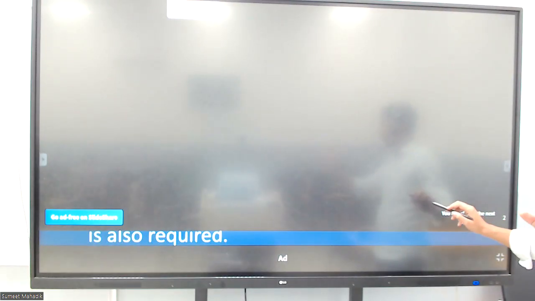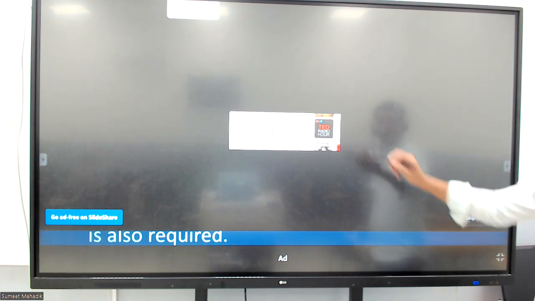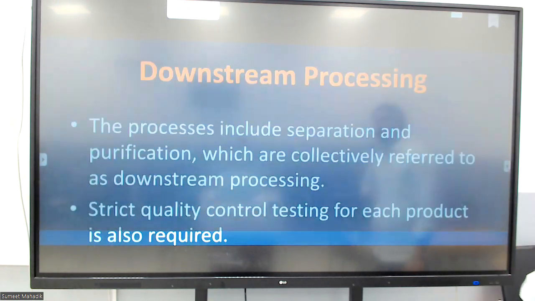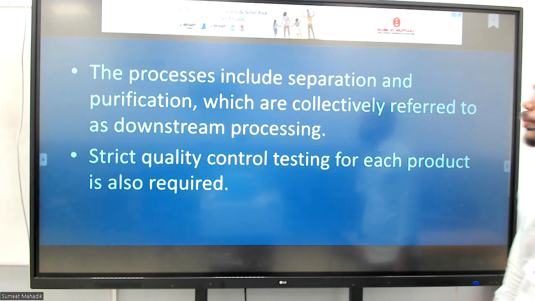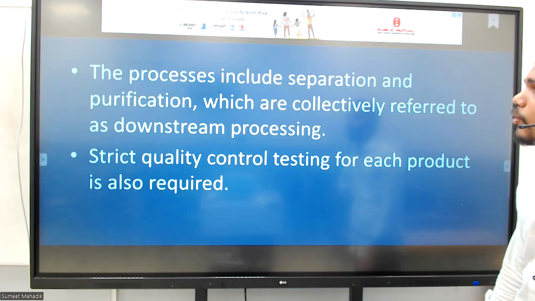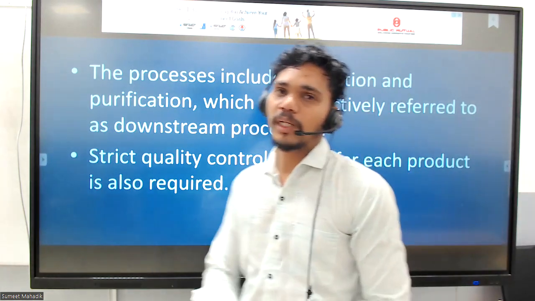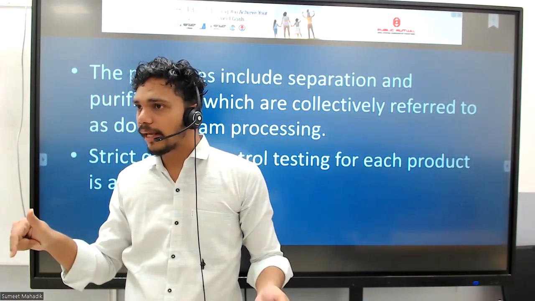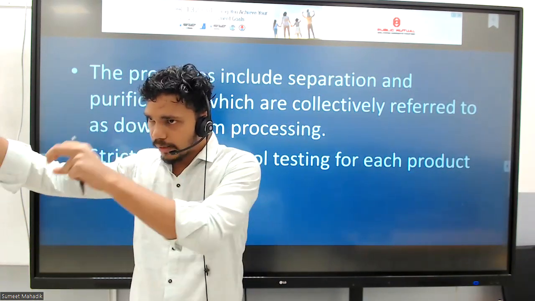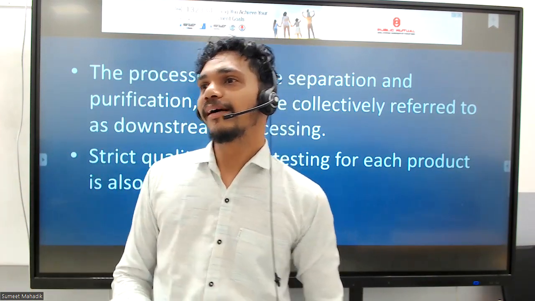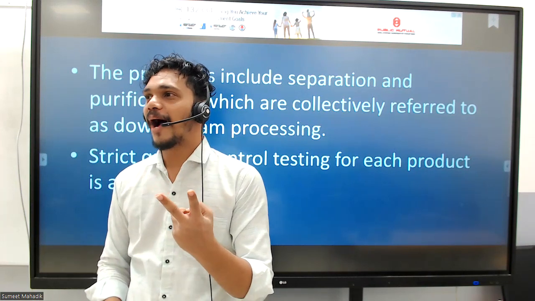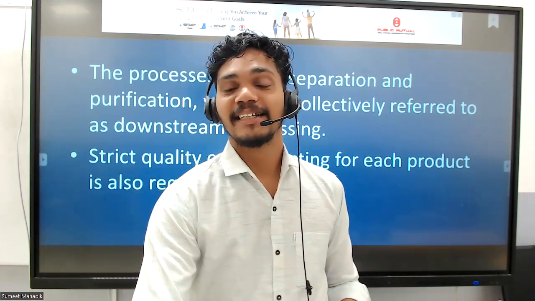Just one last slide. Okay, downstream processing. The process includes separation and purification, which are collectively referred to as downstream processing. What is downstream? Once the cells grow, the desired products are there. So we have to remove the desired product from the waste product. So we have covered the second chapter, that is biotechnology and its applications.